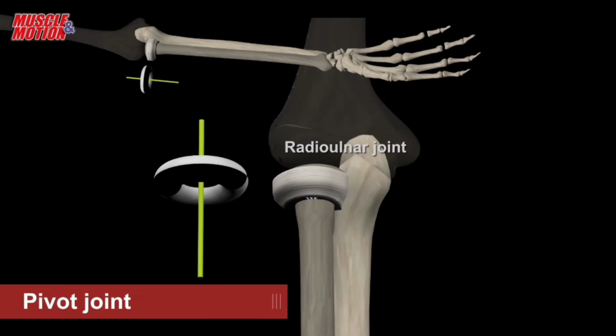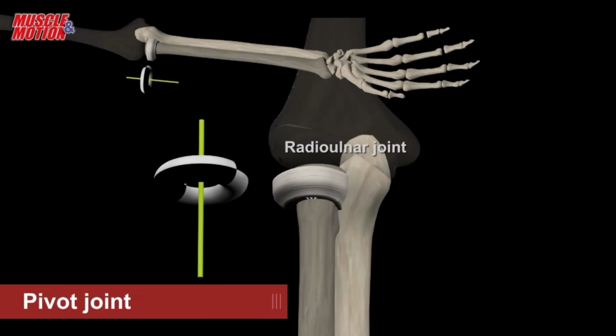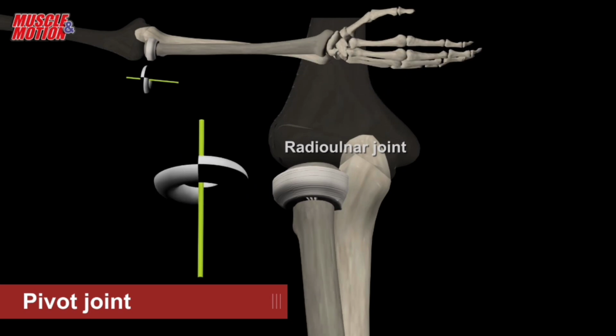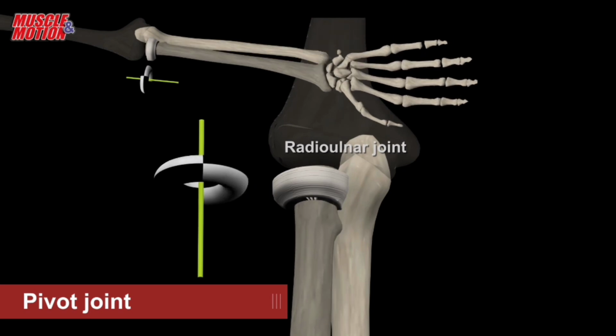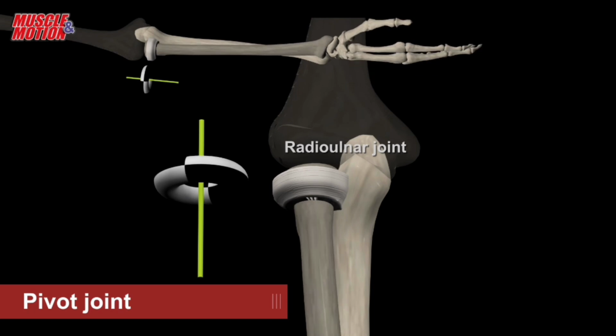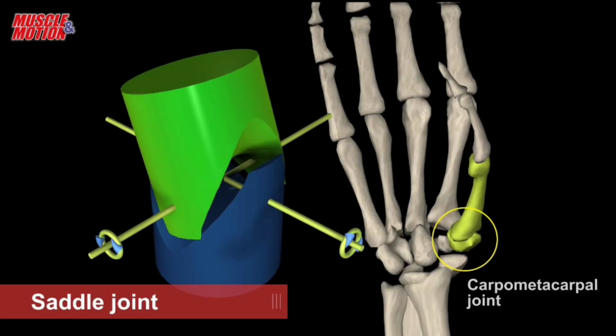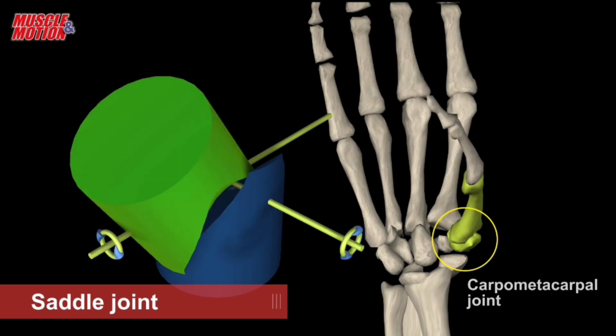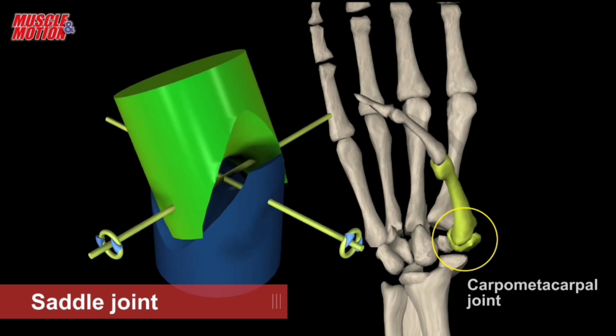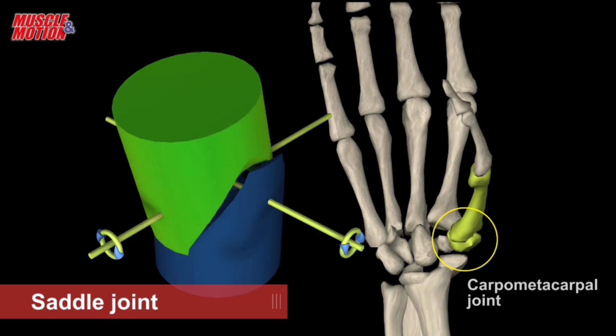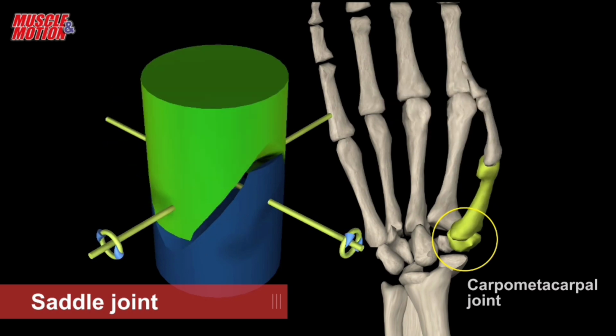The pivot joint allows for rotation only, as it is formed by a central bony pivot. For example, the proximal and distal radioulnar joints. And the saddle, named due to its resemblance to a saddle on a horse's back. It is characterized by opposing articular surfaces with a reciprocal concave-convex shape. For example, the carpometacarpal joints.